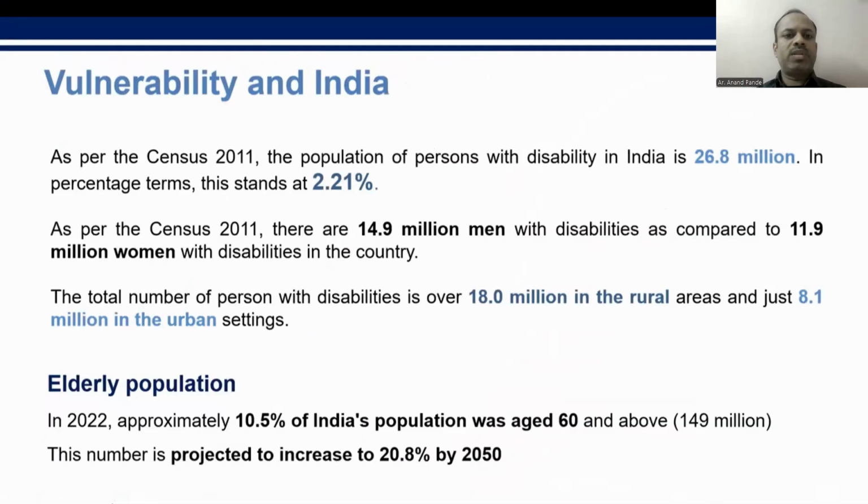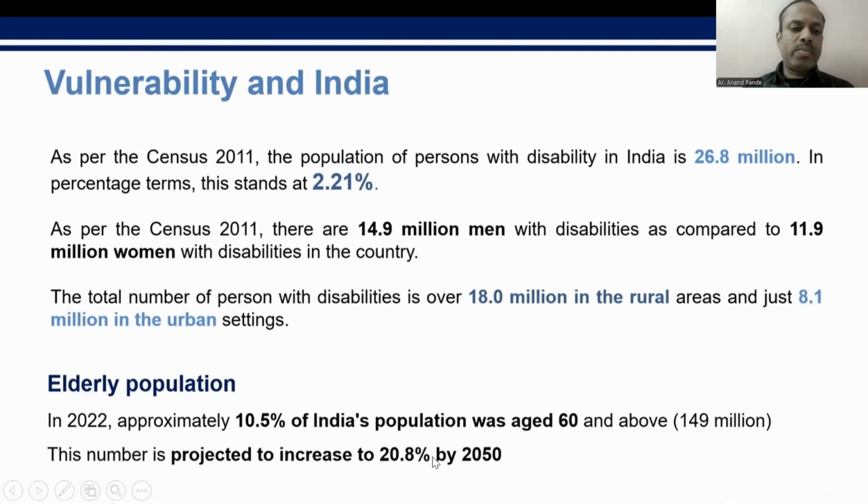As per the census 2011, the population of persons with disability in India is 26.8 million, that is 2.21%, with 14.9 million men with disabilities as compared to 11.9 million women. Over 18 million are in rural areas and just 8.1 million in urban settings. That means we have more disabilities in rural areas compared to urban areas.